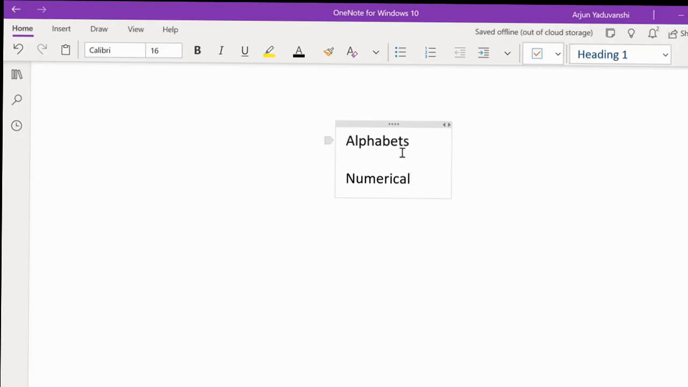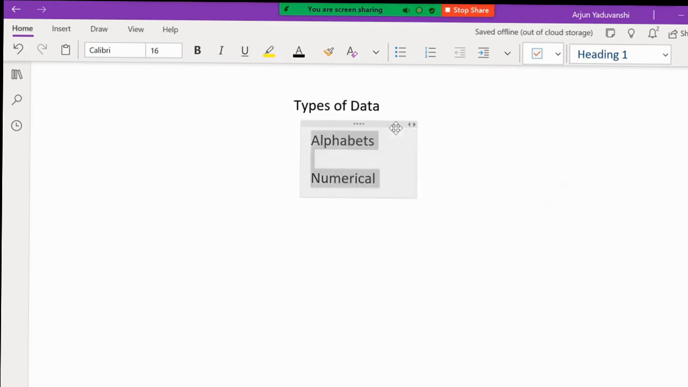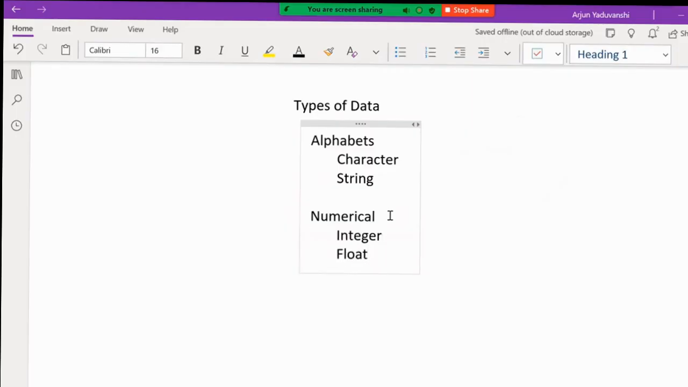If I take it, how many types of data? Then you will say the alphabets and numerics. Now this alphabet usually will be of two types. One will be character, a single alphabet. Second one is a group of alphabets, which we call a string. And in the numerical type there will be integer and float. Now this is a very broad view, guys. I'm not going deep into that. You will go deeper into this to understand it in more detail.